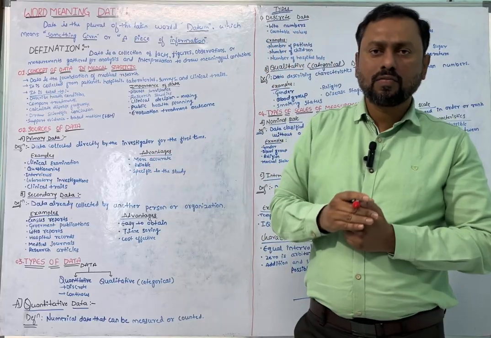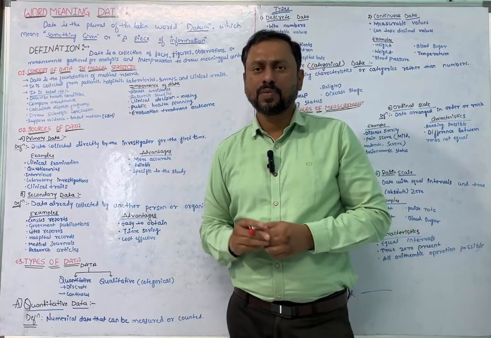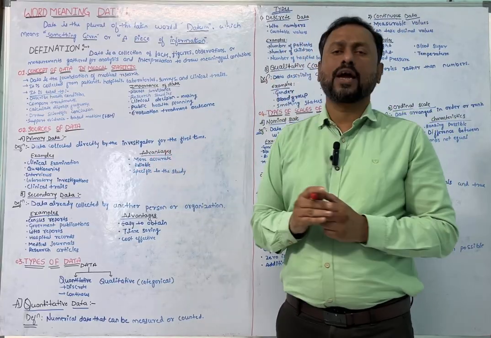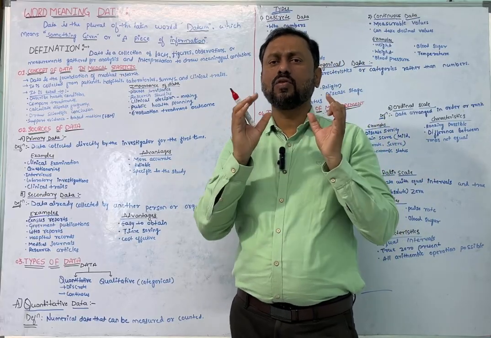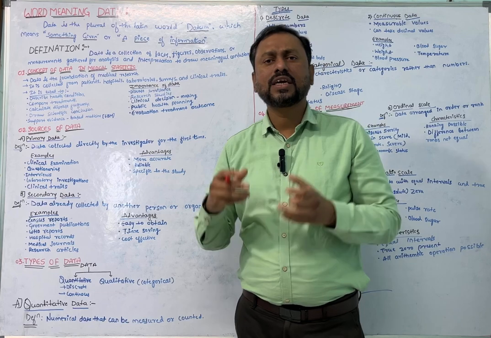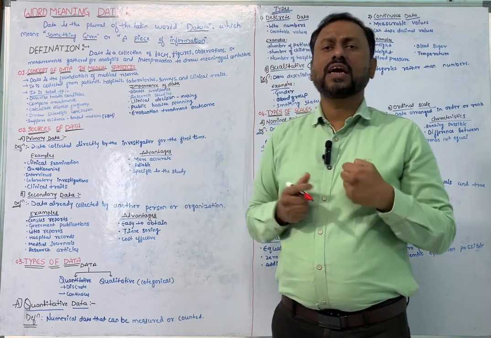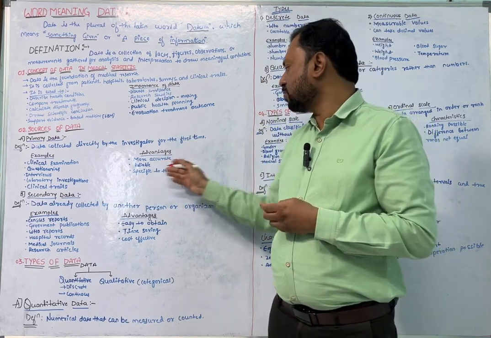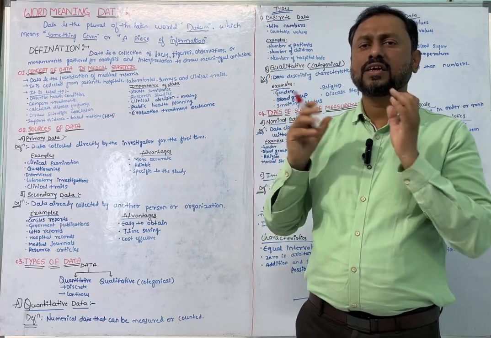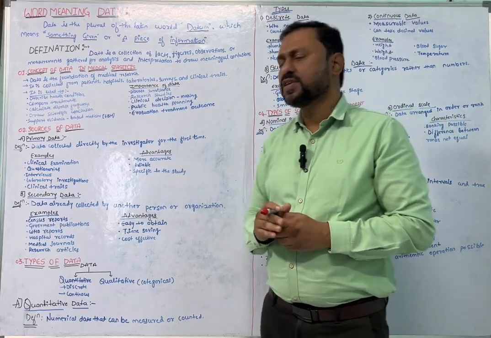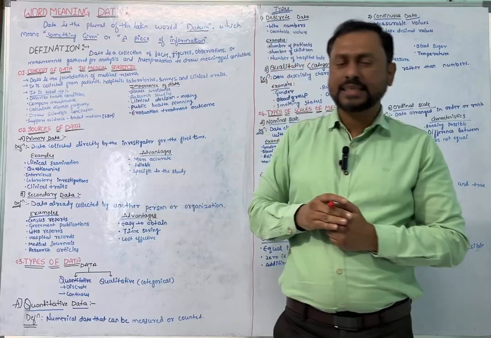Next, what are the advantages of primary data? The first main advantage is that it is more accurate, because we are collecting it ourselves, and reliable, that is trustable. It is also specific to the study. It means that according to our research we collect similar questions, that's why it is specific to the study. The next one is the secondary data.